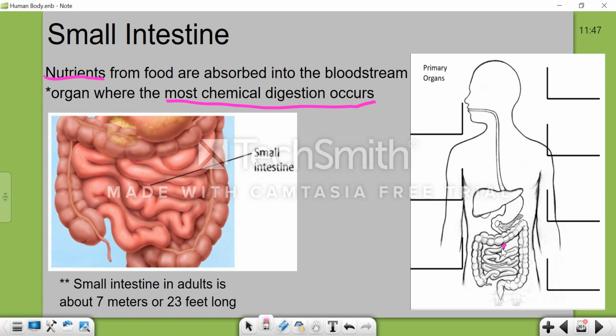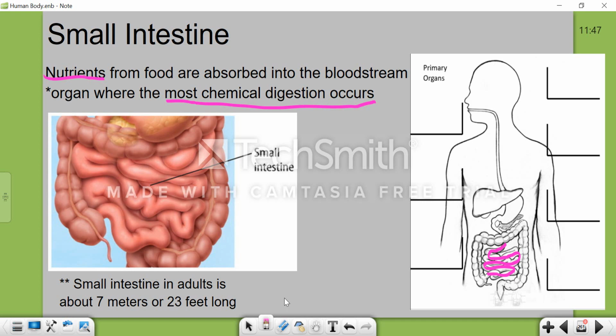So if we're looking at our picture, this kind of long, snaky, wormy section here, that is the small intestine. So a question that often gets asked, how big is the small intestine? Okay, it is not called the small intestine because it's shorter. It's the width around it. The circumference of it is smaller. So the small intestine for an adult is about 7 meters, or that would be 23 feet long.